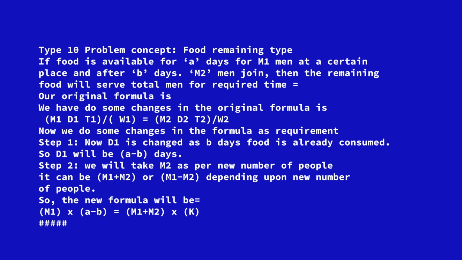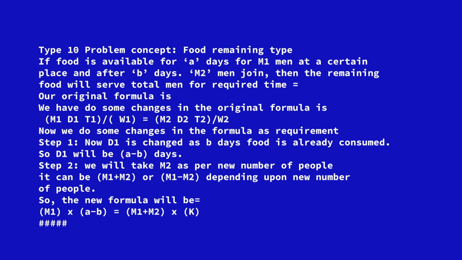Step 1, D1 is changed. B days of food is already consumed. So we'll start counting after B days. So D1 is equal to what? A minus B days. And step 2 is what?